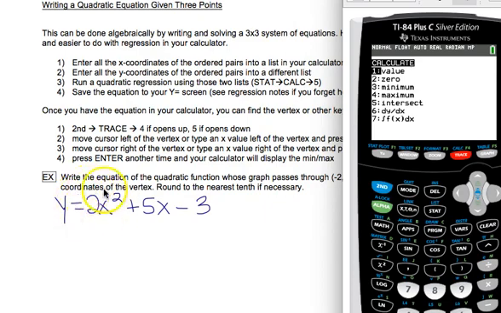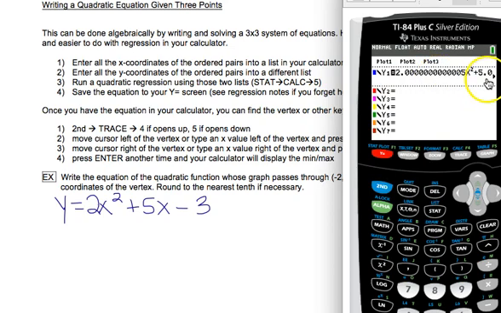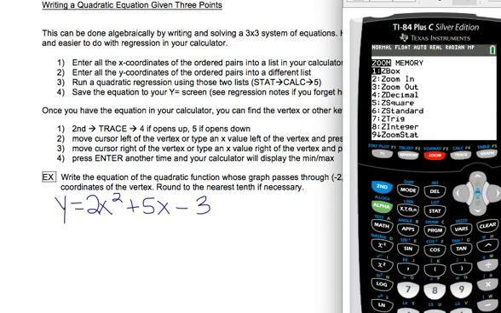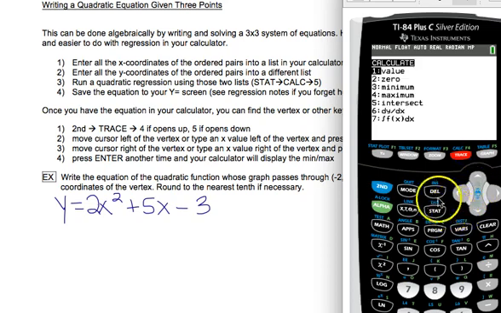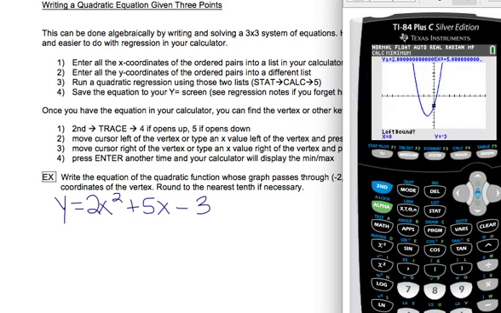Now, if your A value is positive, it's going to open up. If your A value is negative, it's going to open down. But if you're ever not sure, I already pasted the equation in my y equals screen. There it is. And I can zoom 6 it because I'm not sure if I still have the window from the last example on there. But you can see that this parabola does indeed open up, which means that the vertex is going to be a minimum. So I go to second trace, and this time I'm going to choose minimum. If it opened down, I would choose choice 4 instead. But it works the same way regardless of which one you're using.